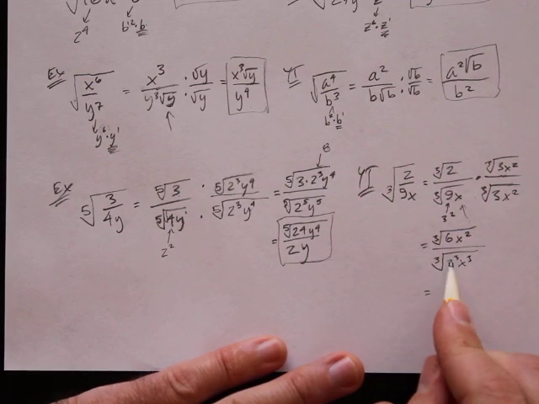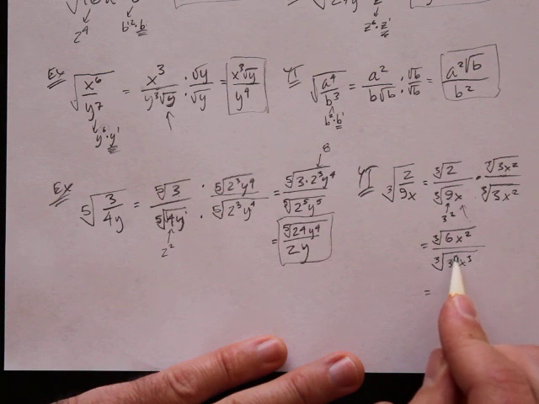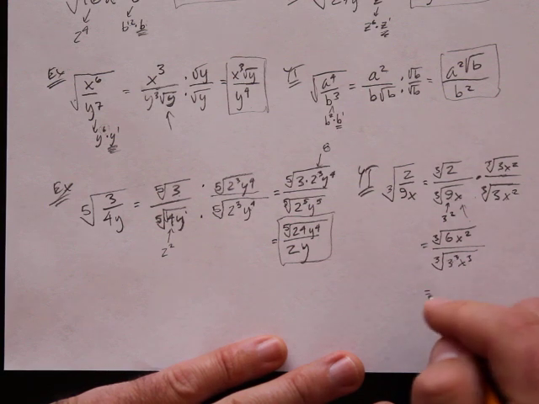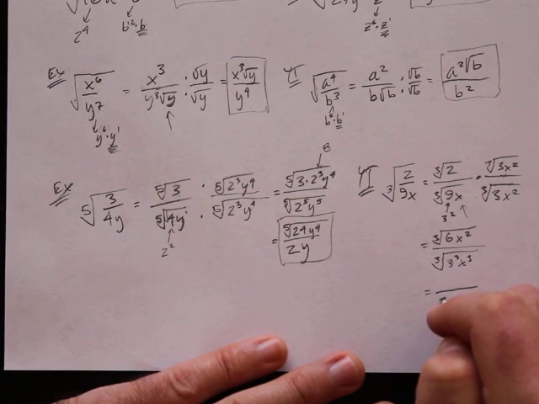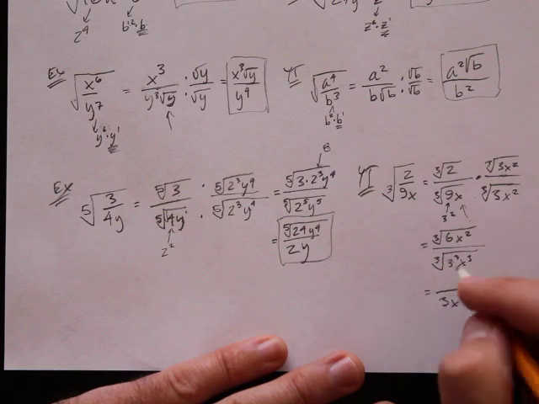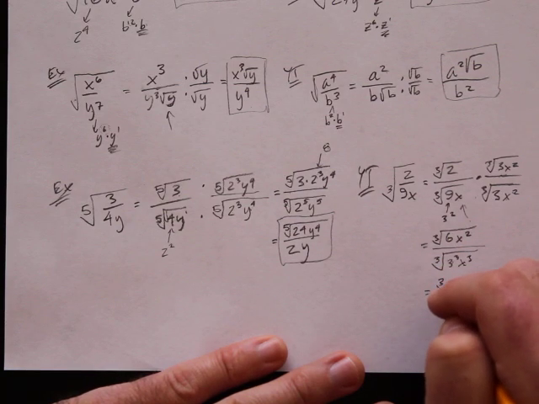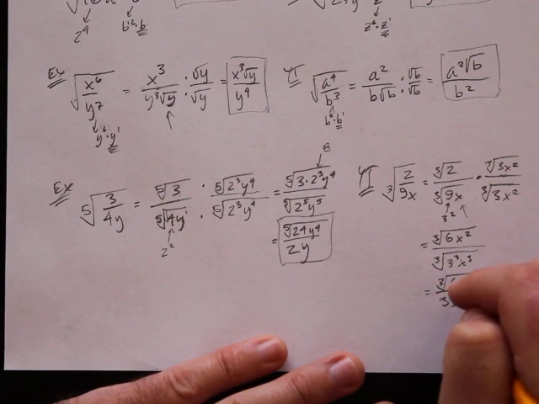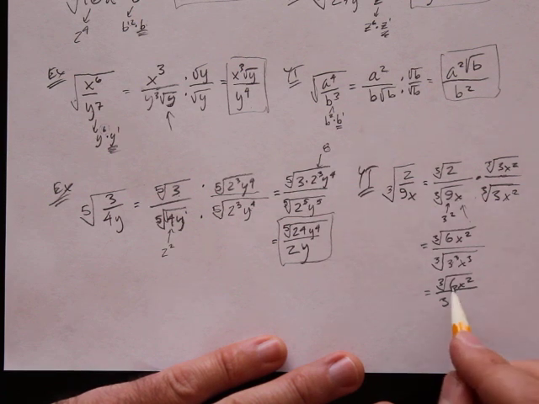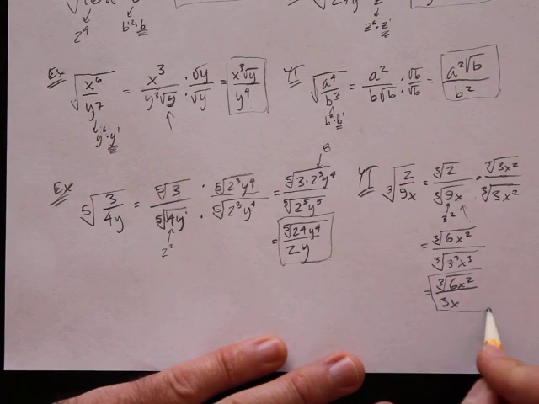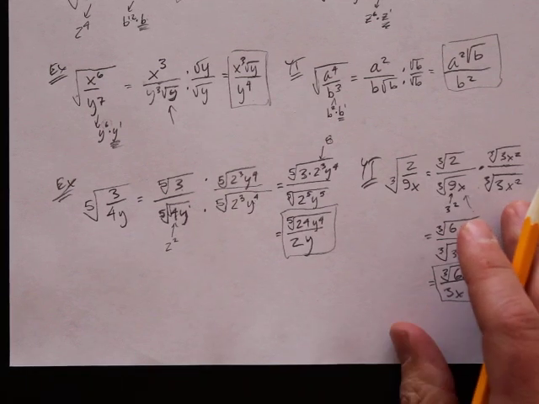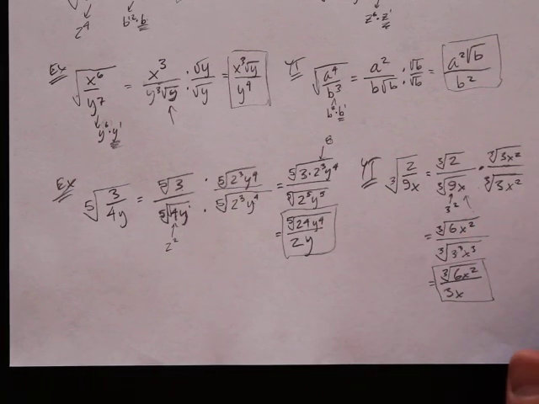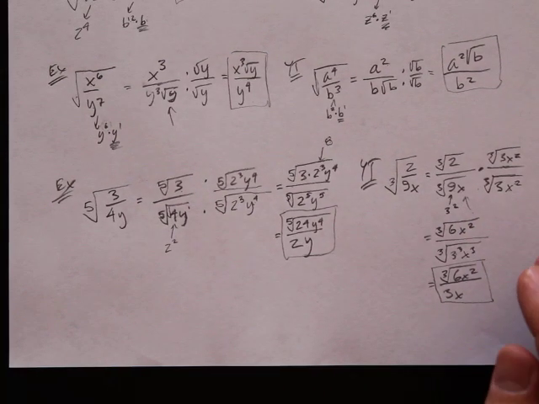Now, I'm okay to say the cube root of 3 cubed is 3, and the cube root of x cubed is x. So my denominator is 3x. My numerator is just what you see there, the cube root of 6 times x squared. Whew. All right, 2 more examples.